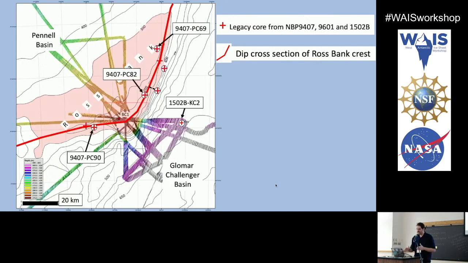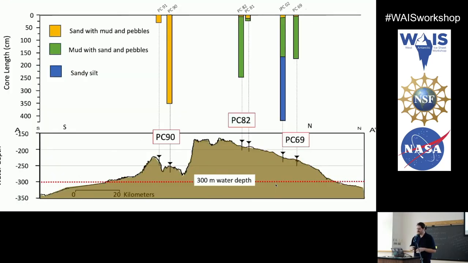And so then I'm going to show you a north to south cross-section, highlighting these three cores and what we're seeing and how different it is from what we see in these deep basins. So starting from the north side with PC90, we get really sandy sediment, lots of mud and lots of fossiliferous content all throughout the core.